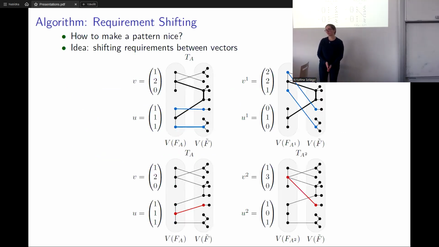So how do we make a pattern nice? What we can do is similar to the degree aggregation that I talked about before. We again detach parts of the solution and reattach them somewhere else. So what we do is take parts of the spanning tree and reattach them to vertices of the same label in a different connected component.